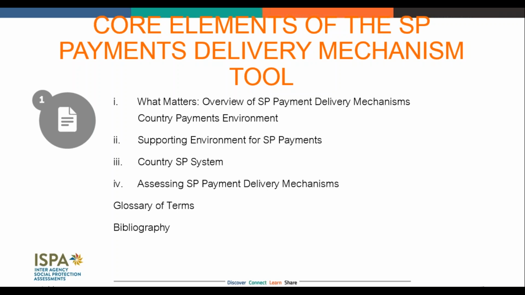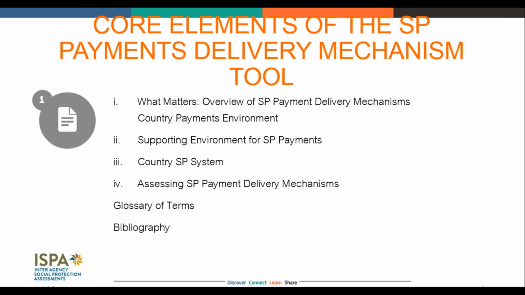The third section looks at a country's social protection system, which is obviously, again, vital to thinking about a payment delivery mechanism. We look at the social protection policies within a particular country, and the variety of social protection programs that may be in existence, and how payments are delivered in various different types of social protection programs, and again, a more in-depth review of the stakeholders, which I will cover during the presentation.